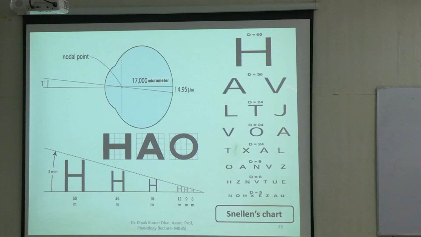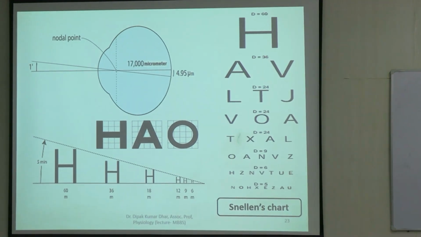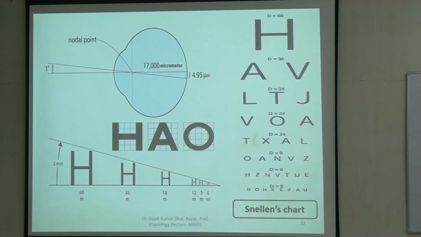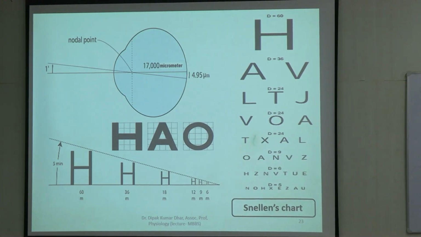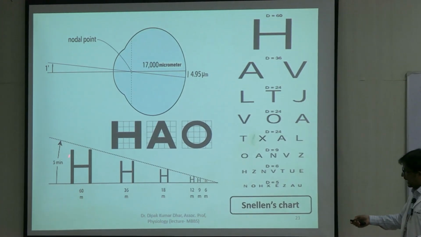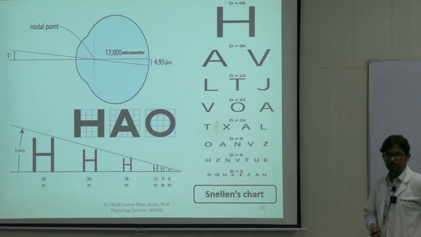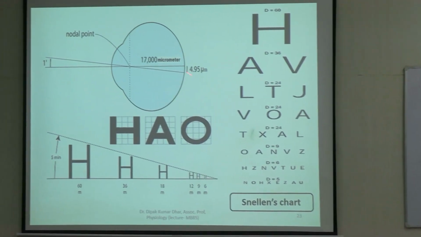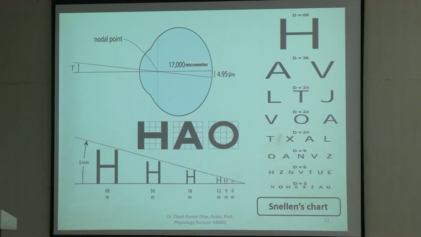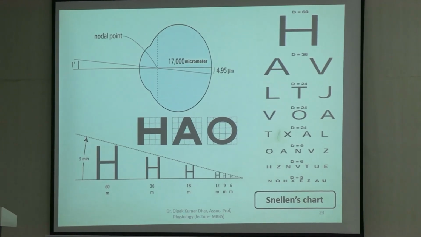And you have seen this chart while testing the second nerve, Snellen's chart. The build of Snellen's chart is such that the height and the breadth subtend an angle of 5 minutes at the nodal point of the eye. So this is the way you measure visual acuity for distant vision.